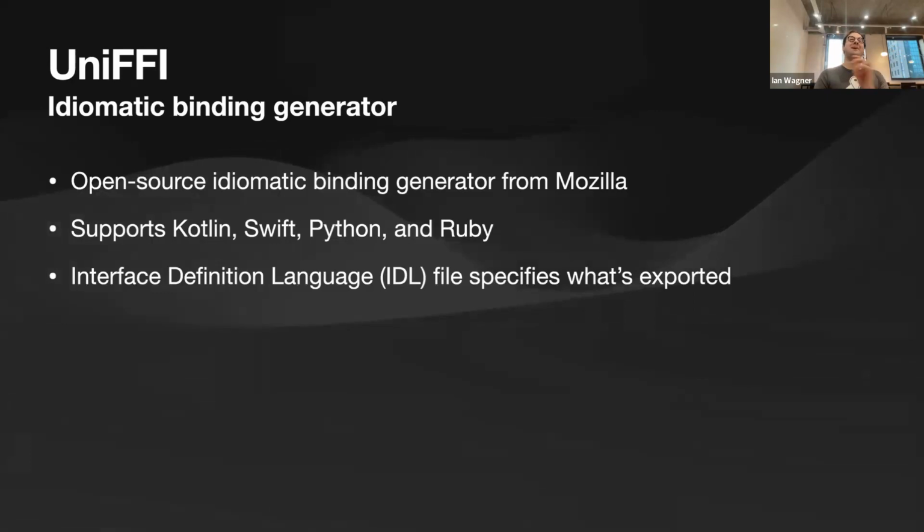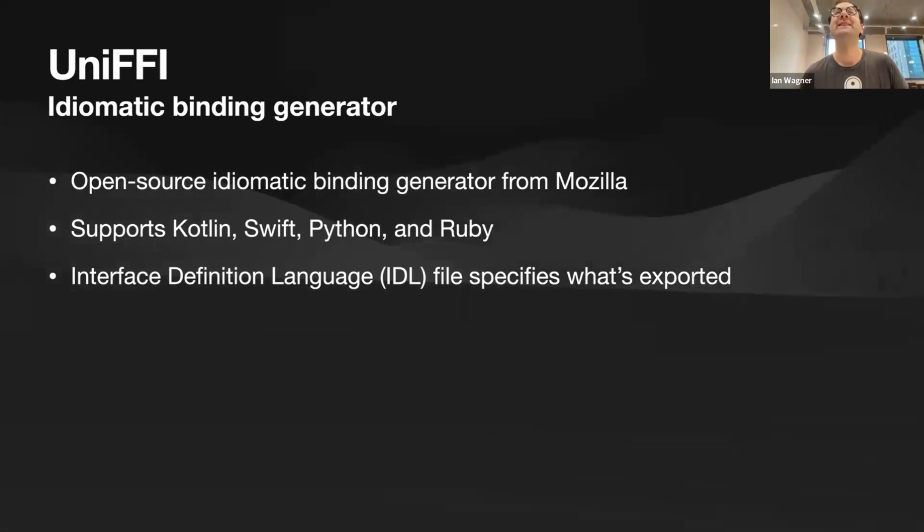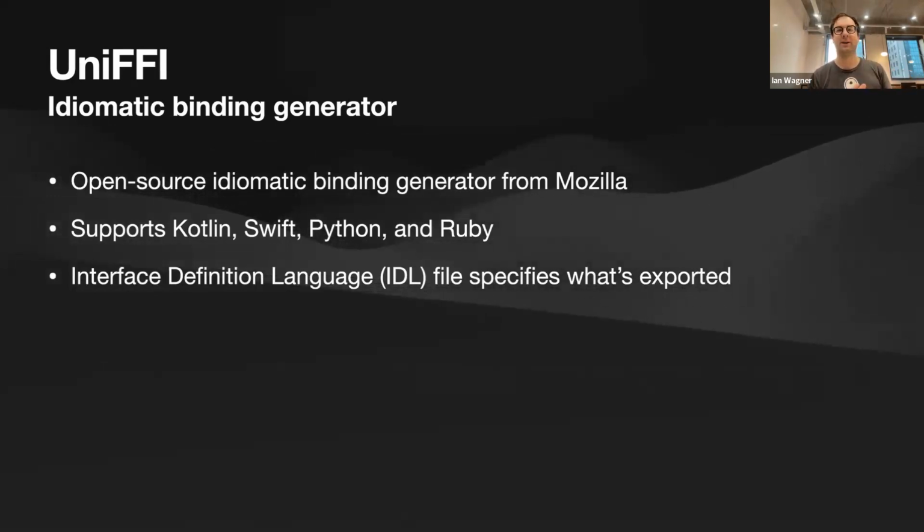I'm not writing these by hand, fortunately. There's this really awesome project from Mozilla called UniFFI. I think that's how they pronounce it. UniFFI, yeah, whatever. Sorry, anyone from Mozilla. It's open source, and it supports Kotlin, Swift, Python, and Ruby. I'm actually kind of surprised at the Ruby part.